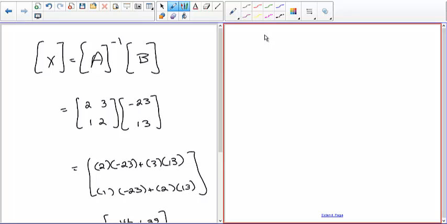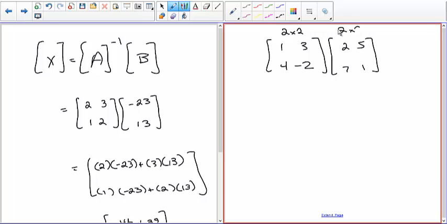Okay, the next thing is just multiplying matrices together. So I'm going to give you 2 examples. And remember, the size of the matrix is important. So here I have a 2 by 2 matrix multiplied by another 2 by 2 matrix. So this is 2 rows by 2 columns, 2 rows by 2 columns. These have to be the same for the multiplication to happen. The outside is the size of the resulting matrix. So 2 by 2 multiplied by 2 by 2 is 2 by 2.